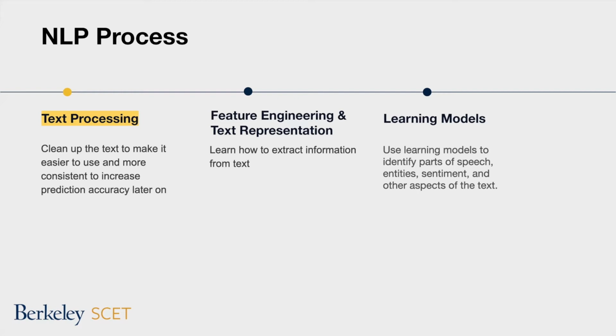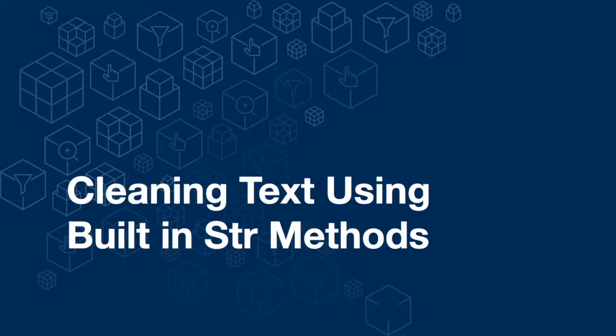How we'll be covering NLP in this class is by breaking it down into three sections. The first section that we'll dive into today is text processing, which involves cleaning up the text and making it consistent so that we can increase prediction accuracy later on. Then we'll move into feature engineering and text representation, where we'll learn how to extract information from the text. And then we'll go into learning models, such as SVC and multinomial naive Bayes, where we'll first train on the data, and then use these models to classify unseen data.